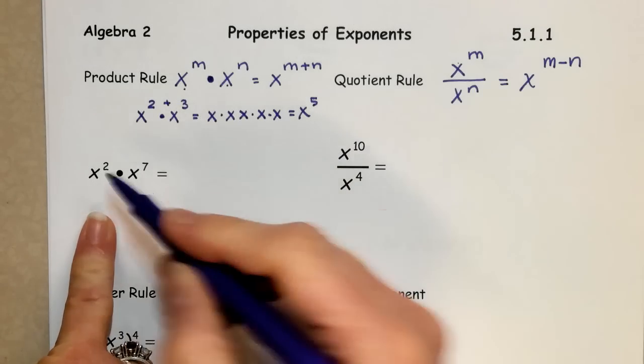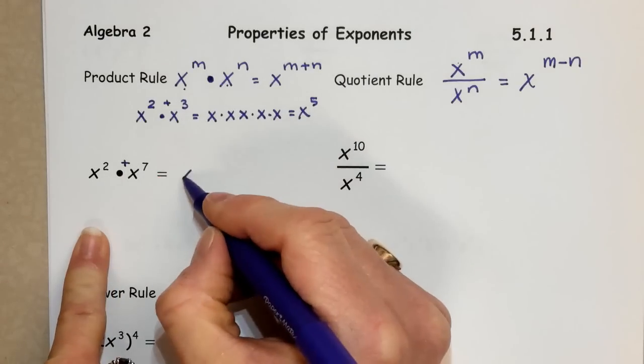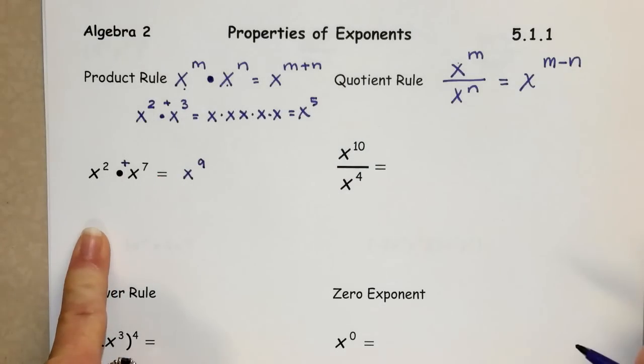So for example, x squared times x to the 7th, we would know that, oh, okay, that would mean we'd have 9 x's multiplied together.